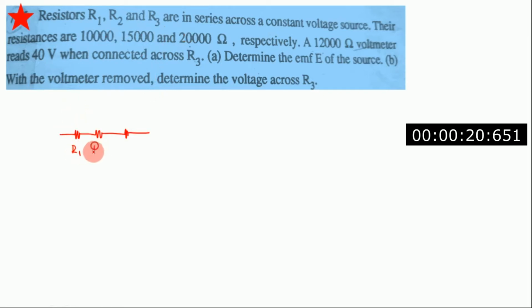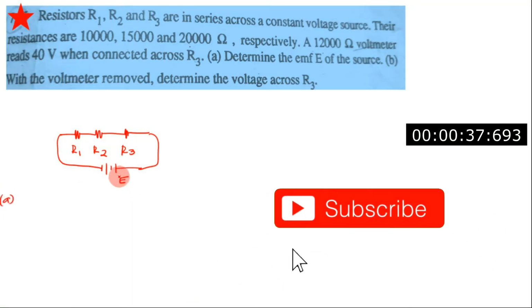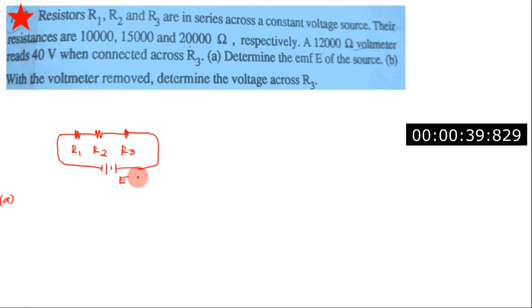This is R1, R2, R3, and according to the problem, it is connected to the EMF, the source, which we do not know. So we just put here a diagram, and that is E. For letter A, we are to determine the value of this E. To be able to do that, we can set up a ratio between the voltage and the resistances. So we will use the voltmeter according to the problem to determine the value in R3.